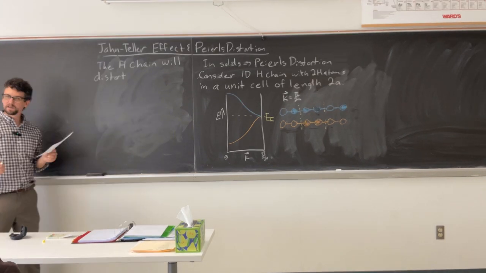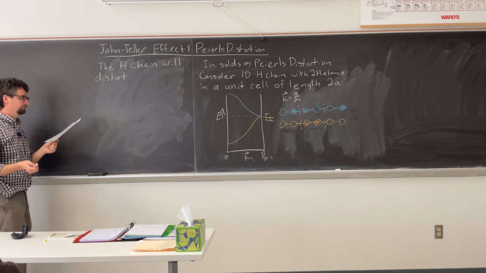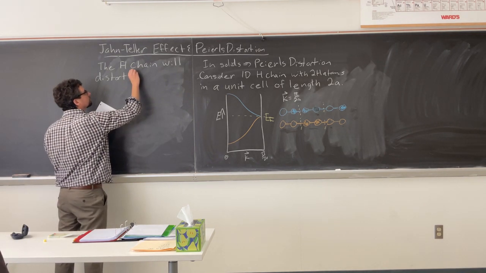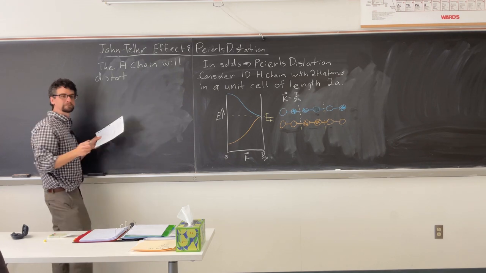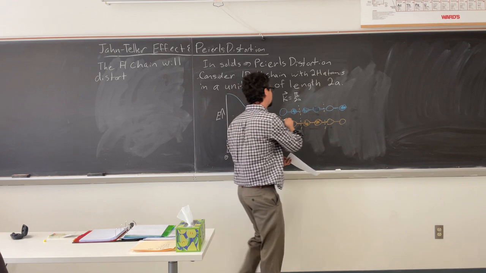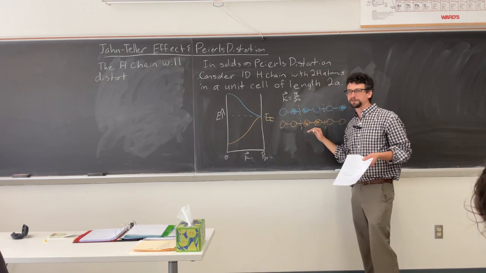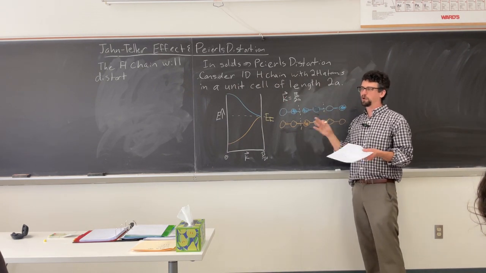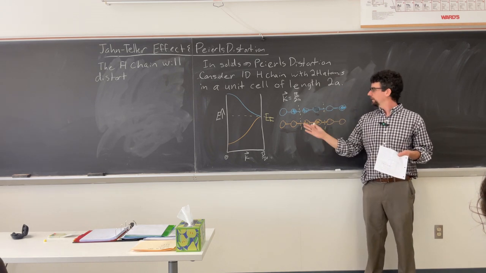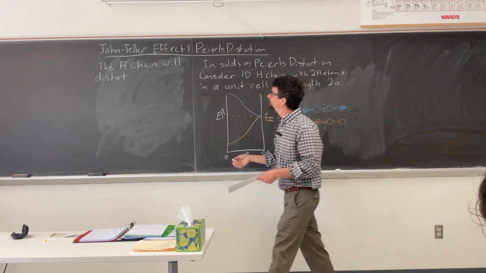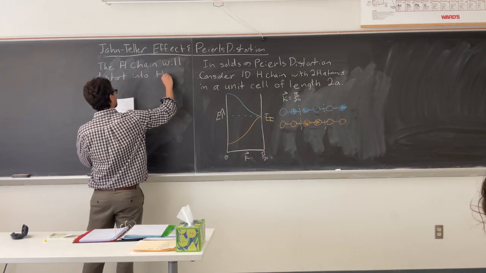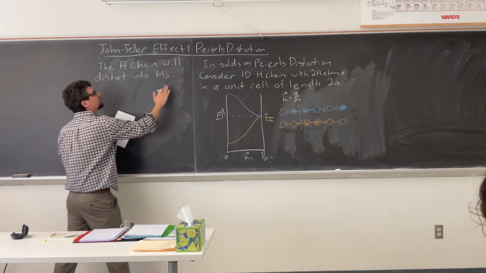So the H chain, it's going to distort. What's it going to distort into? So if you had a bunch of hydrogen spaced out like this, you somehow stabilized it at a crazy pressure, you relieve that pressure, what's going to happen to it? Yeah, it's going to break apart into H2. Distort into H2 units, we'll say.